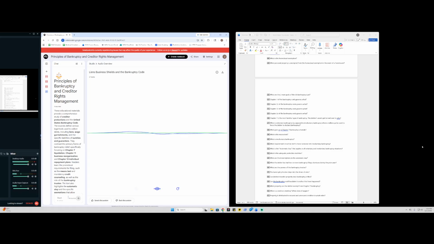So the homestead exemption is like the exceptions on liquidatable assets in regards to personal assets that would be liquidated in the case of bankruptcy. So for example, chapter 7 of the individual, is that correct?